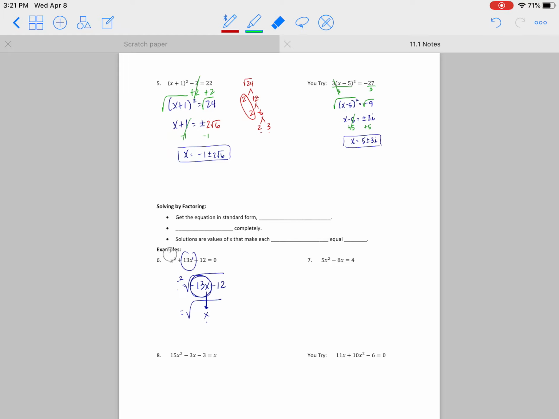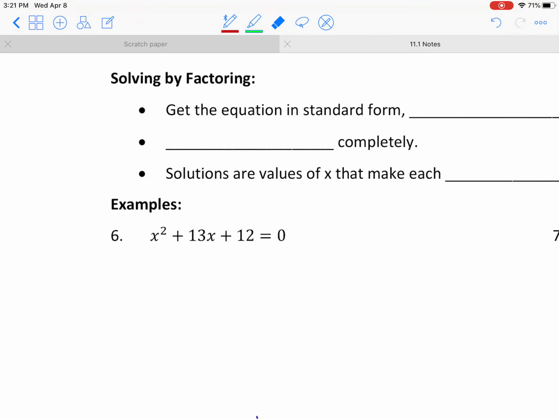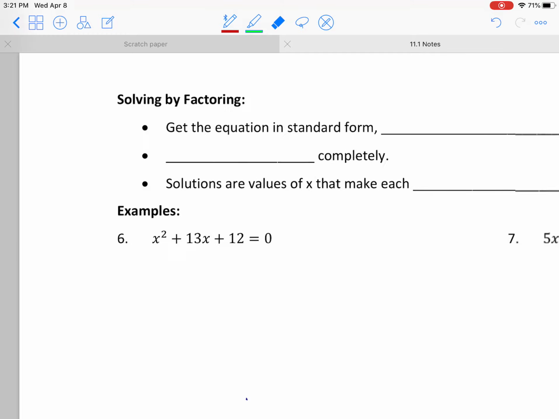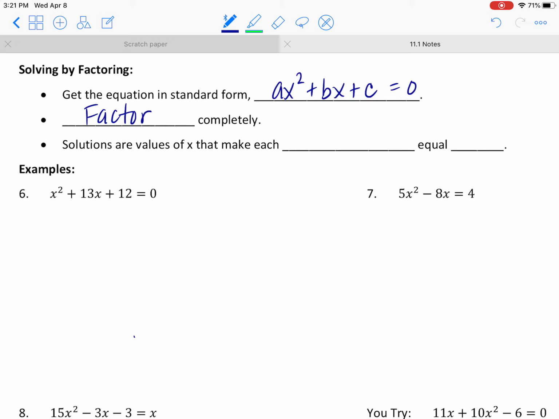So think about your standard form, right? ax squared plus bx plus c equals 0. If that's gone, if you have some squared term and some constant, then you're in good shape to just square root both sides, okay? Now if not, if that isn't the case, if you can't square it because you have an x squared and an x to the first in there, then you want to try to factor.